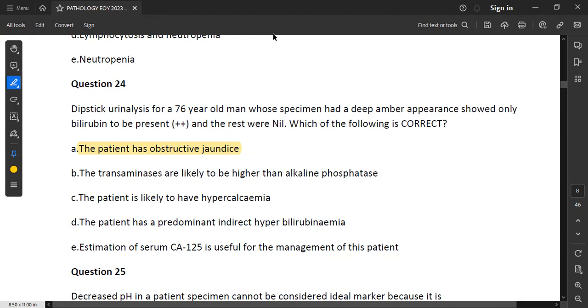And then AST and ALT are normal. ALP and gamma glutamyl transpeptidase are increased. So we go to this question. We'll eliminate option B. The transaminases are likely to be higher than alkaline phosphatase. And we've seen that the transaminases are usually normal, but the alkaline phosphatase and the GGT are the ones that are increased.